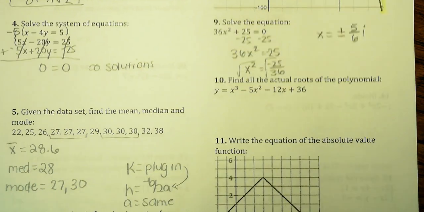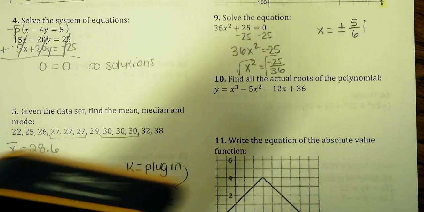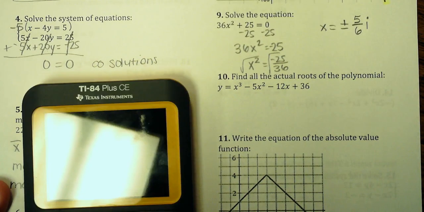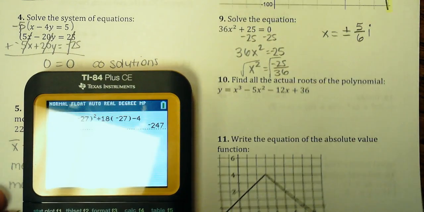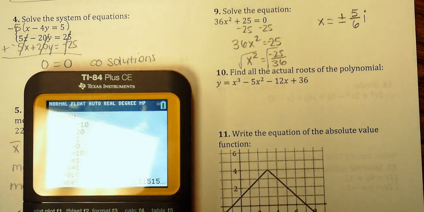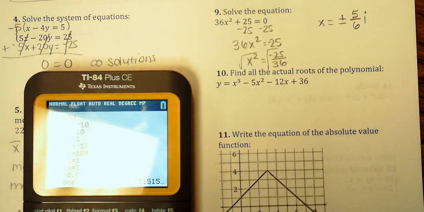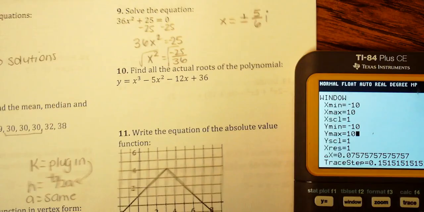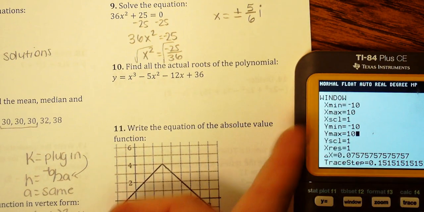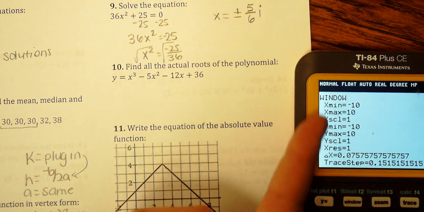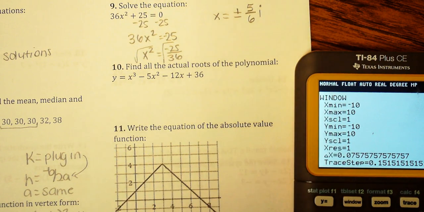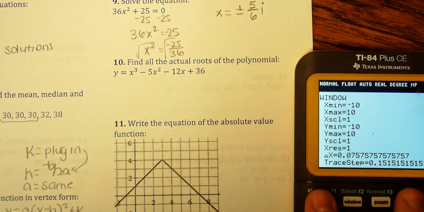For number 10, I want to go ahead and find the actual roots of the polynomial function. So you might want to change your window. We've been doing a lot of stuff with statistics right before we're taking the final here, so you might have a weird window going on. So I just hit the button for window right here, and I just did like -10 to 10 for my x's and -10 to 10 for my y's. We can always change that.